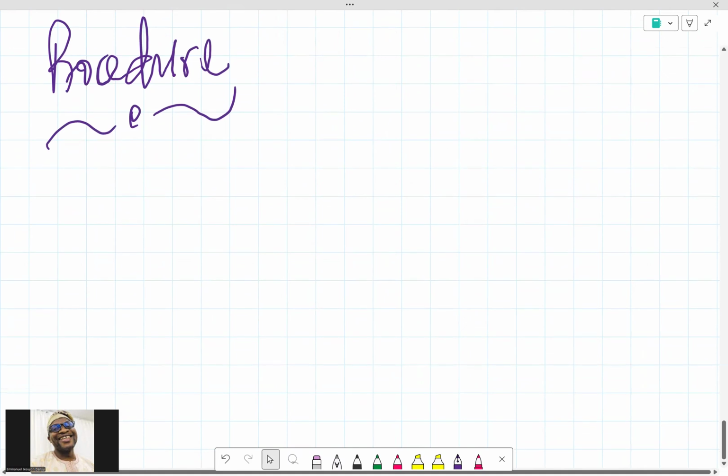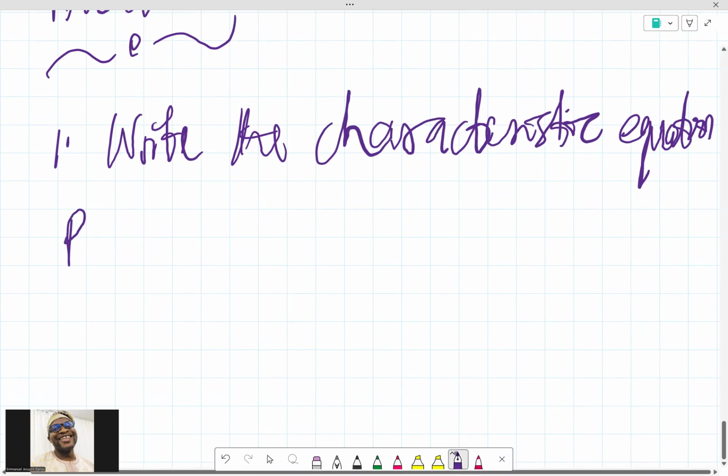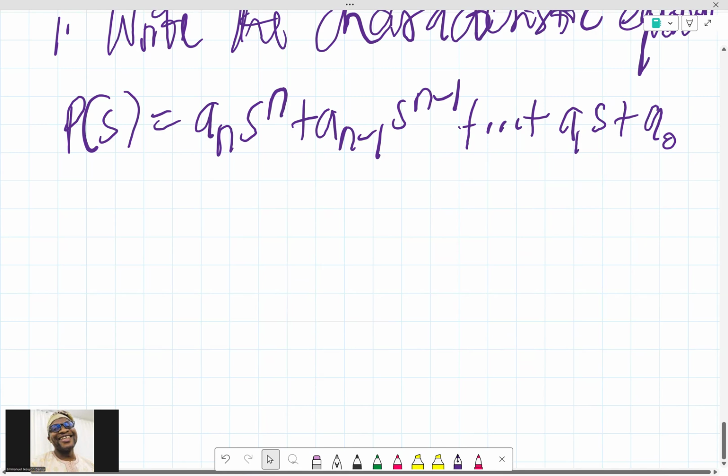For the Routh-Hurwitz criterion, the first thing we want to do is to write the characteristic equation. You get the characteristic equation after you take the Laplace of any system you're given, and then when you solve for Y of s, the denominator becomes the characteristic equation of the system. So P of s is now a_n s raised to power n plus a_n-1 s raised to power n-1, plus all the way down to a_1 s plus a_0, a constant.